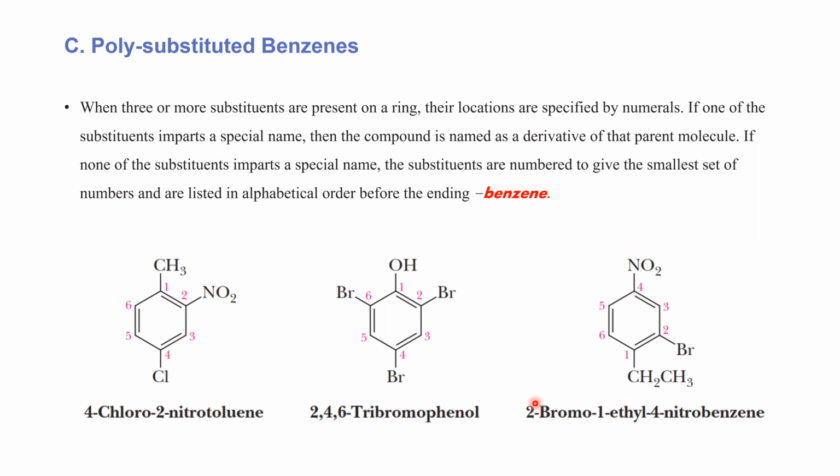But when I'm writing the name, though the numerals could be different, I will write first the substituent which gets the alphabetical preference, right? So Br has the alphabetical preference. So there is 2 bromo, 1 ethyl, 4 nitrobenzene.